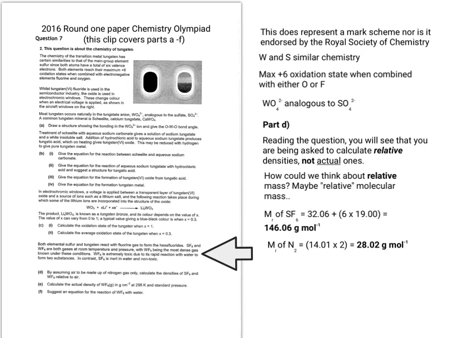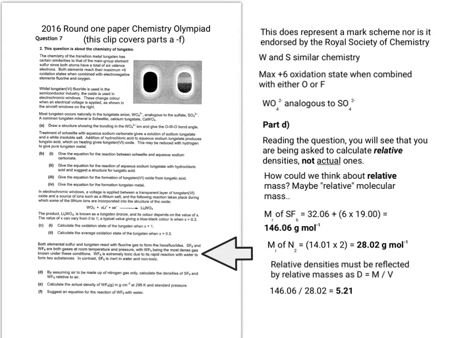So the density relative to air, we're assuming that air being made up of nitrogen only, is essentially the ratio between these two. So to get the relative density, we can take the relative mass, because mass and density are connected. So what that allows us to do is divide 146.06 by 28.02, which gives us, I believe, 5.21. I'll just pop that into my calculator and see what I end up with.